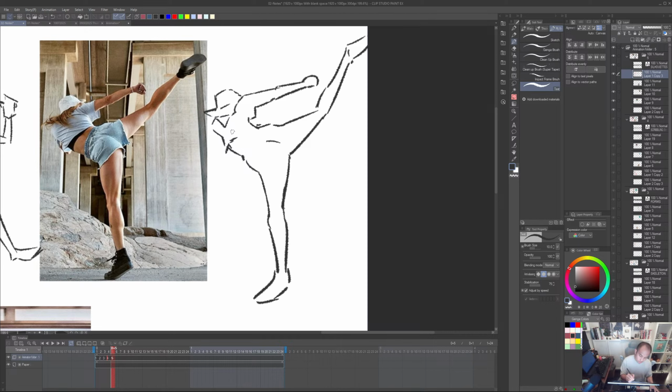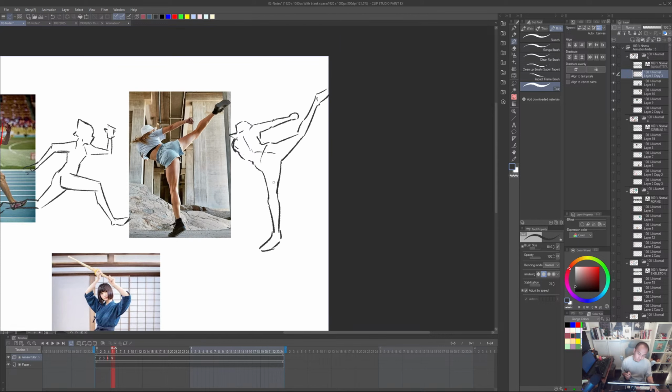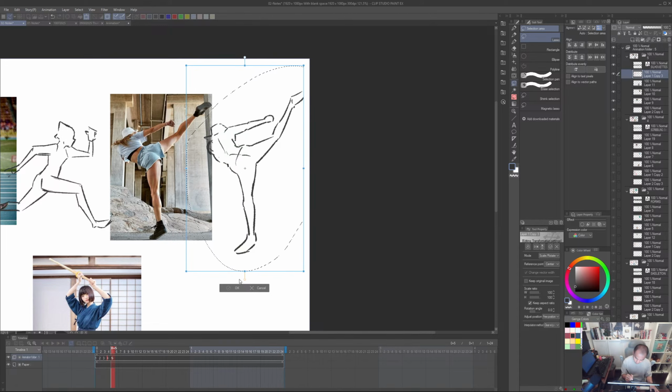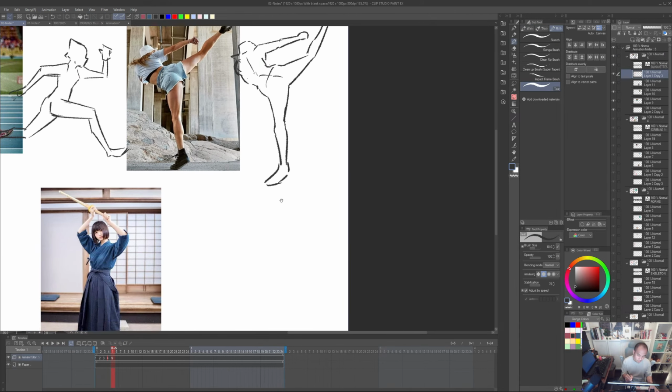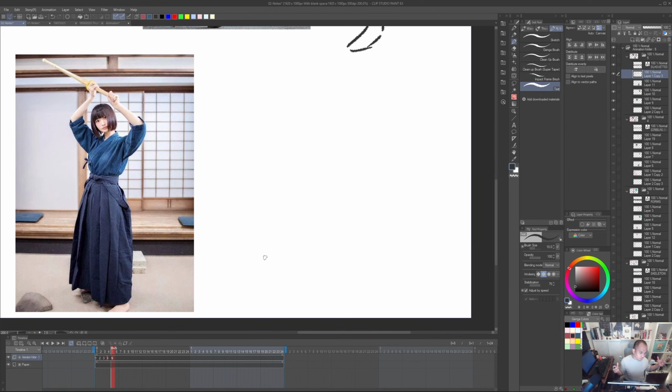Again, I'm still focusing on shapes, guys. It's not like I'm not focusing on shapes, I'm just focusing on the silhouettes, right? This is a lot better for me, right? And then this one, obviously you cannot see the legs for this one.